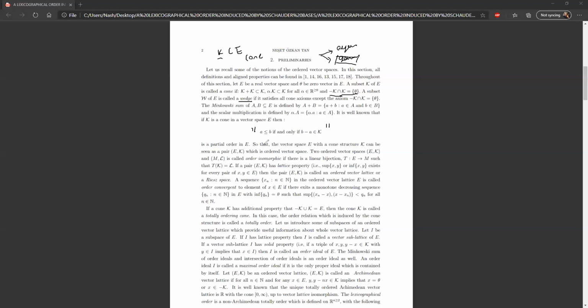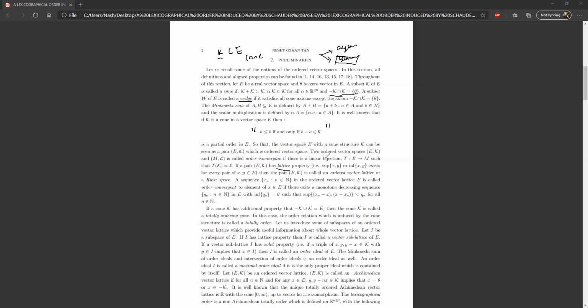If we have two different vector spaces, and two different cones in those vector spaces, we can classify these kinds of vector spaces by using order isomorphism. What is an order isomorphism? It is a bijection going from one vector space to the other one, basically mapping the cone of the first space to the second one. I also need to mention the lattice property, which is a really important property, and which leads to ordered vector spaces becoming Banach lattices.